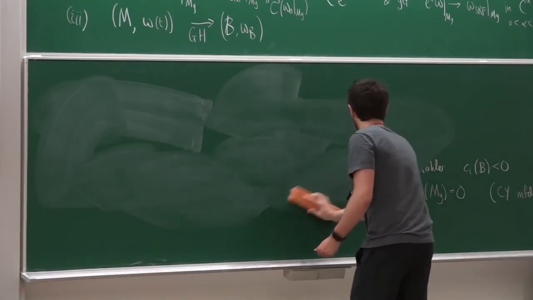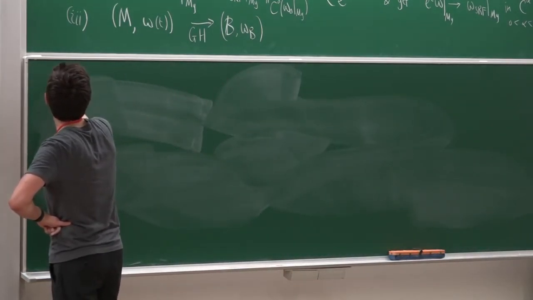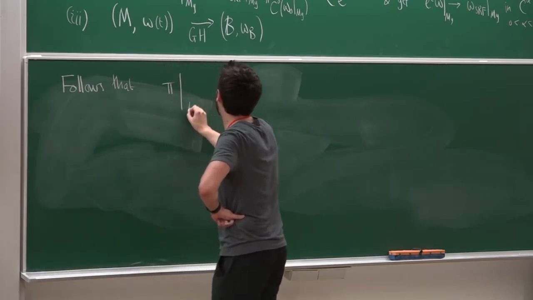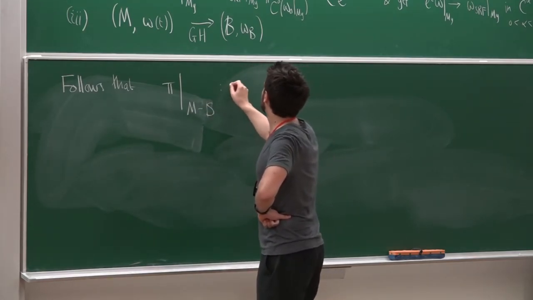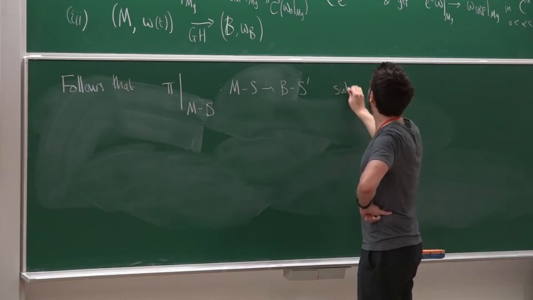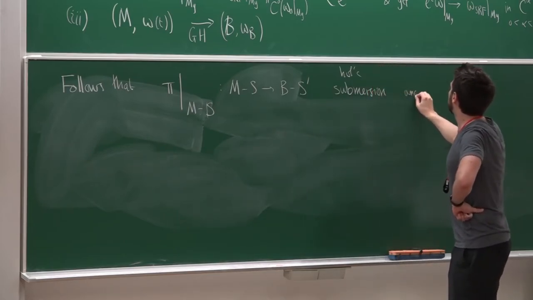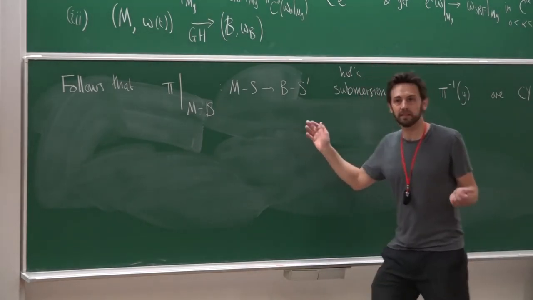So what is known in this case? Well, a consequence of this is that it follows that if you take pi and restrict it to M minus S, this is a map from M minus S to B minus S prime. This is now going to be a holomorphic submersion, and the fibers, pi minus 1 of y, are Calabi-Yau manifolds. So we're basically in the same picture, except now we have some singular set.